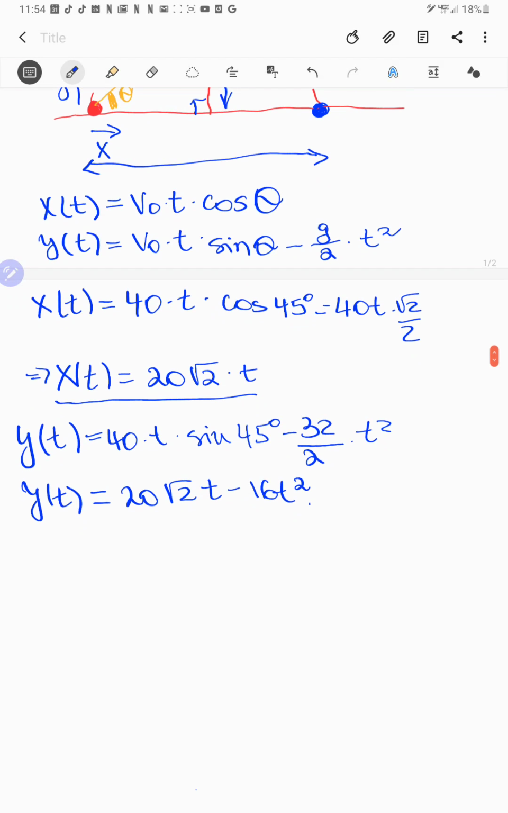And then the first question, or part A, was asking for the maximum height, which we denoted with y of t, so we need to maximize y of t in this case.